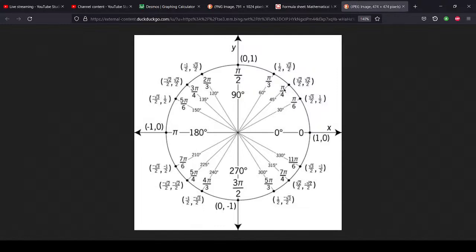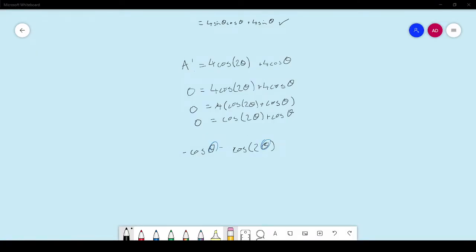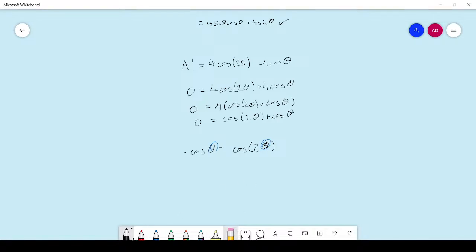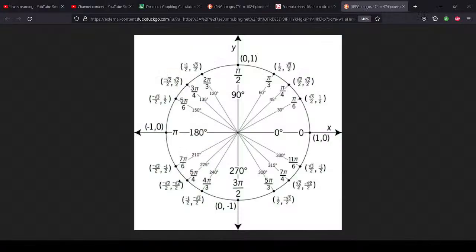Let's try pi on 4. So the cos value, or the x-coordinate for pi on 4, is √2 on 2. So if we subbed that into our formula, we would have negative √2 on 2, and we have to test whether that is equal. Let me just draw this in. Is that equal to cos 2 theta? So is negative √2 on 2 equal to cos 2 theta, which would be cos pi on 2, which is 0? So -√2 on 2 is not equal to 0.